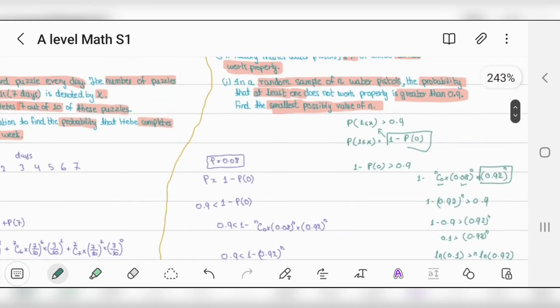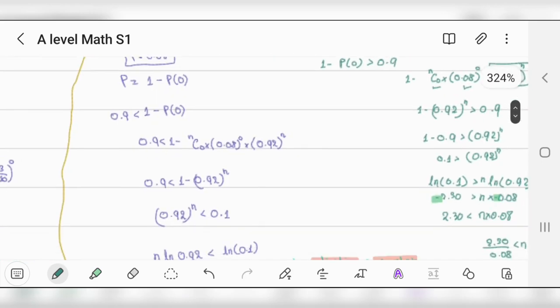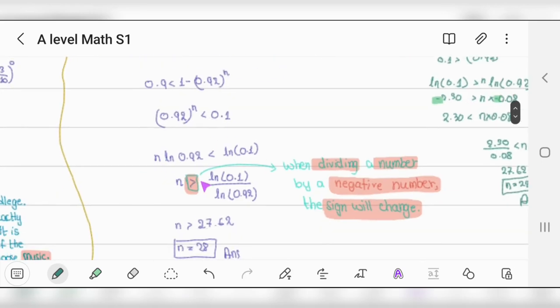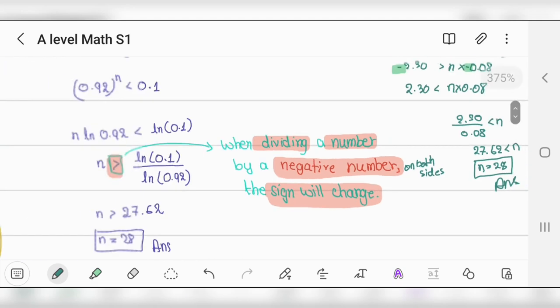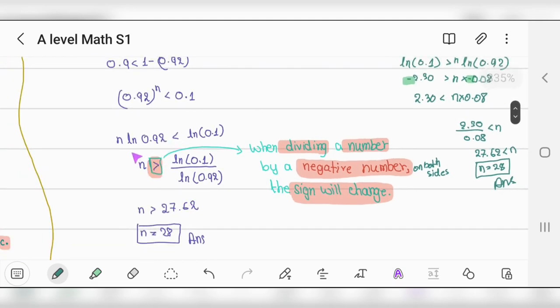Same thing as I've done here, done in this way, then I reach here. I should have written down that when dividing a number by a negative number on both sides, the sign will change. The sign definitely will change because I was dividing by a negative number, but since both are negative, divide both sides by minus one.